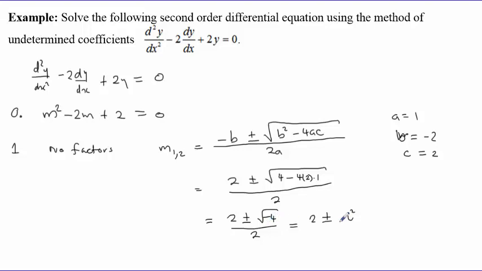And then we're going to write this as 2 plus or minus i squared for minus 1 in here, 2 squared for 4, under the square root, all over 2. And this gives us 2 plus or minus 2i, the imaginary unit, all over 2. And then this gives us 1 plus or minus i.